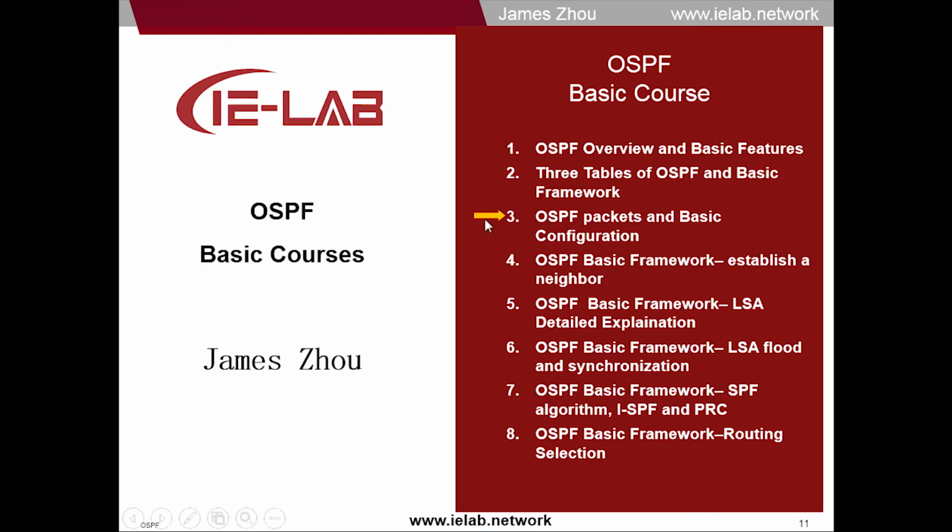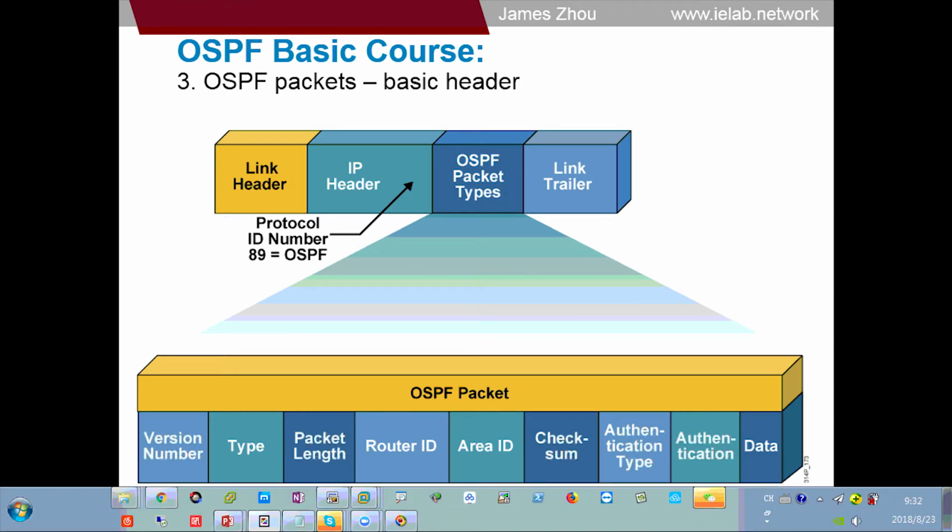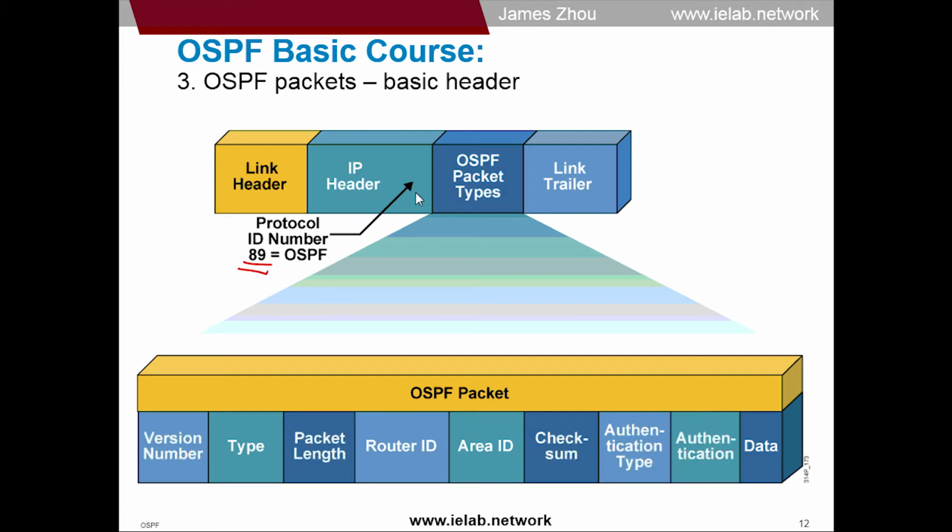Okay, let's start section 3: OSPF packets and the basic configuration. This is an example of an OSPF packet. You can see that the protocol number is 89 in the IP header. This can be seen in the following labels.